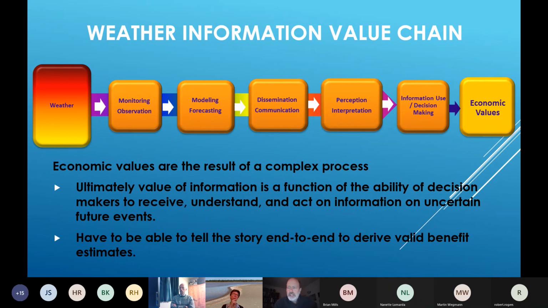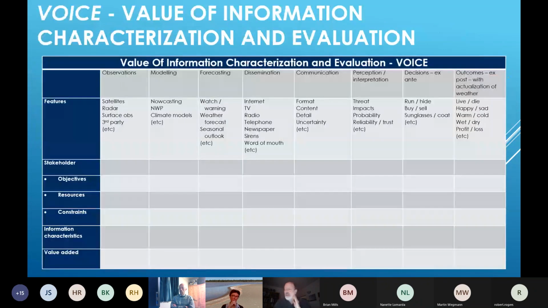And I feel we largely have to be aware of, or at least be able to tell the story end to end to end, to be able to derive valid economic benefit estimates, or even assess impacts in a valid way. So this template is one way that we've created to say, how do we take this value chain concept and start working with it with any particular value chain process.